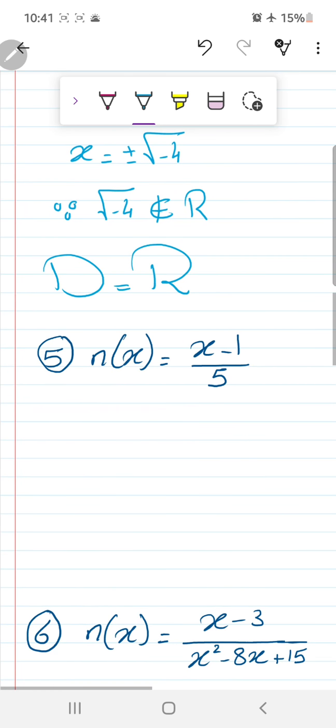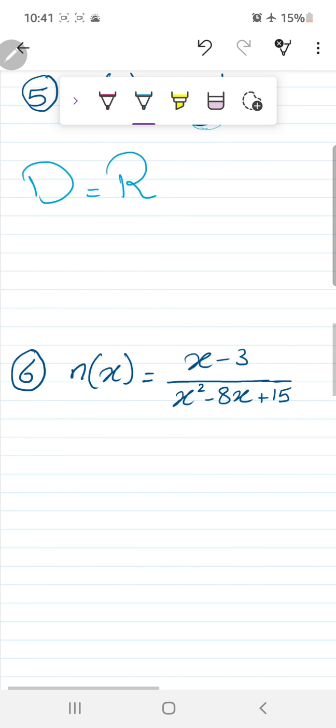Another one. X minus 1 over 5. Here we have a constant function. As we said in lesson 1, a constant function means there are no zeros for the denominator, so its domain also will be all the real numbers.